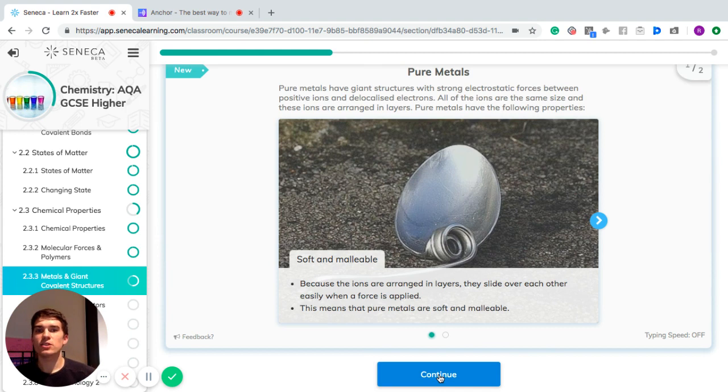Pure metals have giant structures with strong electrostatic forces between positive ions and delocalized electrons. All of the ions are the same size, and these ions are arranged in layers. So pure metals have these properties. They are soft and malleable because the ions are arranged in layers and they can easily slide over each other when force is applied. This means that pure metals are often soft and malleable.